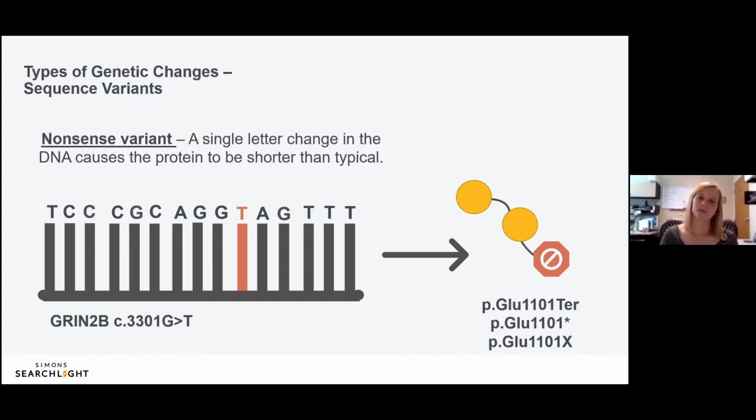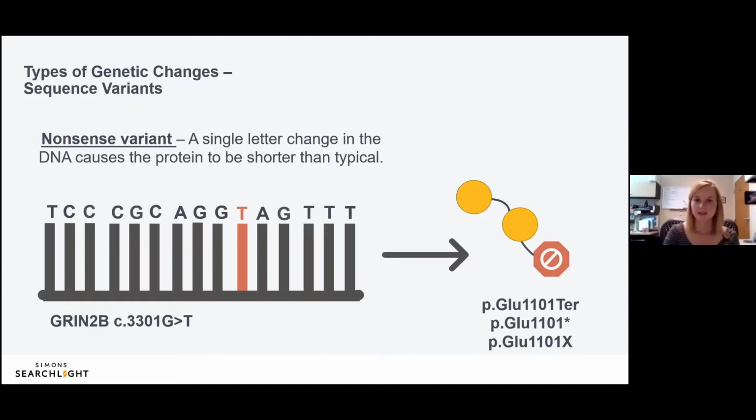There's another type of sequence level change that we can see called nonsense variants. They start the same way by changing a single letter of the DNA. So again, to review, in this case, the 3,301st letter of the GRIN2B gene is typically a G, but in this case, it changes to a T. What this does is it doesn't change this amino acid coded for by these 3 letters. Instead, it stops the protein.